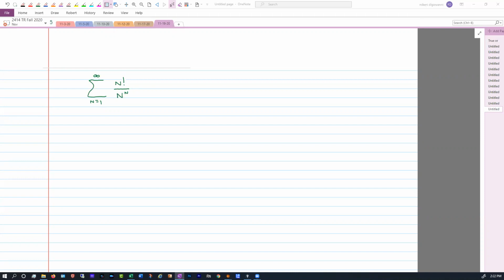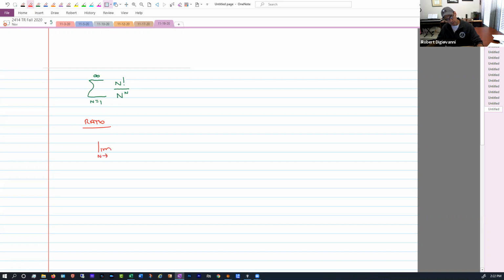I think I got some of it, at least where I can cancel out things. Yeah, so we're gonna run the ratio. So you go (n+1) factorial over (n+1) raised to the n+1. Be careful there. All over n factorial over n to the n.